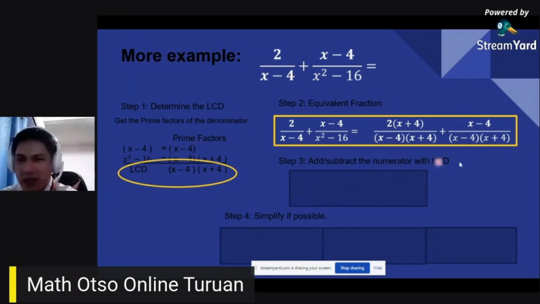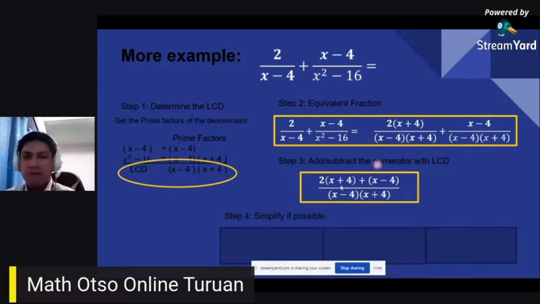Ito. Ayan. Binibilugan ko ng laser pointer. Then, dahil parehas na ng denominator, apply na natin yung addition. Okay? So, we have 2 times x plus 4 plus x minus 4. Ito na yun. Pinagsama ko na, all over LCD, x minus 4 times x plus 4.